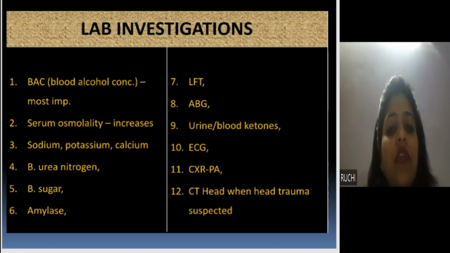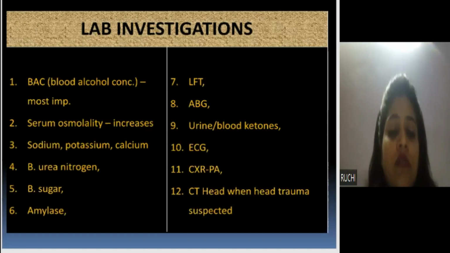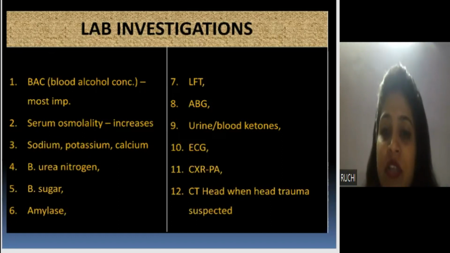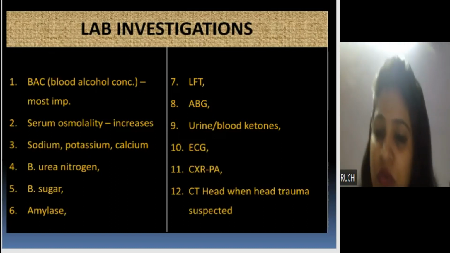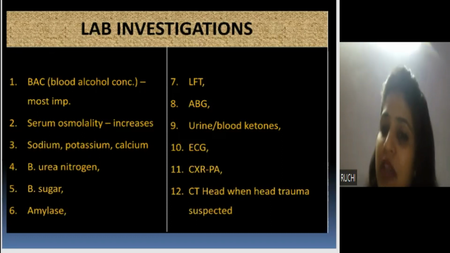Blood urea nitrogen, of course, might increase because of the dehydration, as acute alcohol intoxication causes severe acidosis. Blood sugar will decrease because of decreased gluconeogenesis. Amylase and lipase will increase in chronic toxicity of alcohol. LFT will be deranged. ABG will show metabolic acidosis. Blood ketone level in acute intoxication will increase.